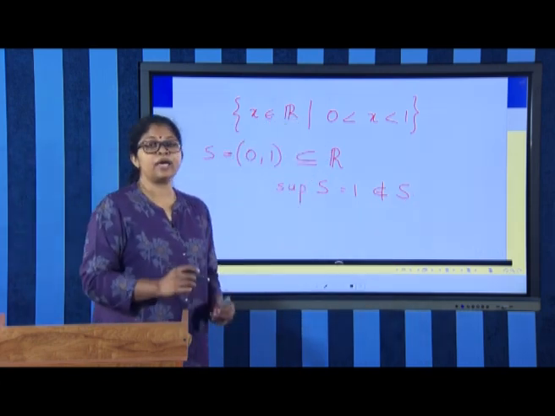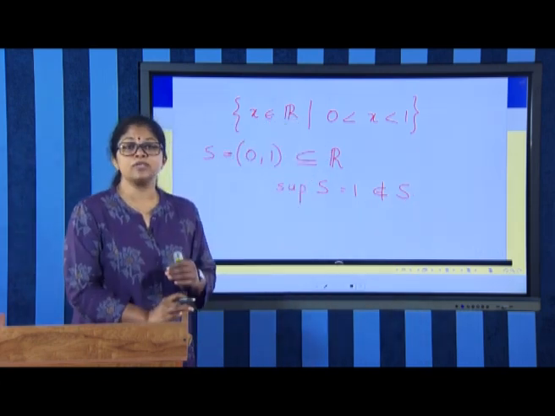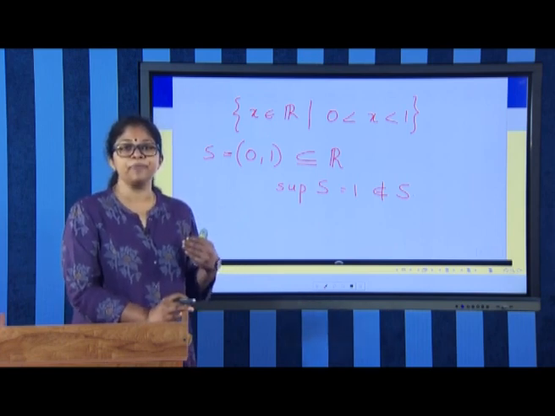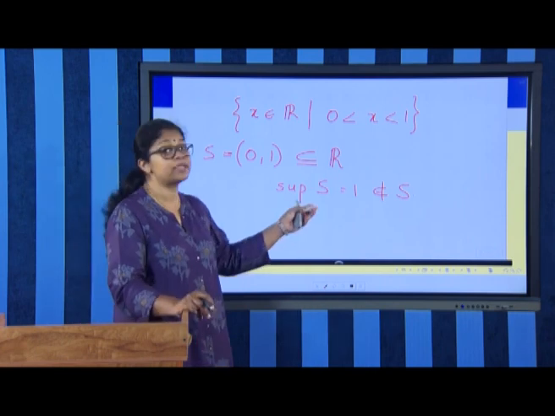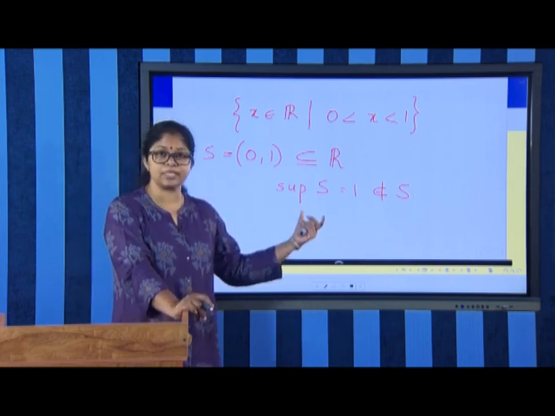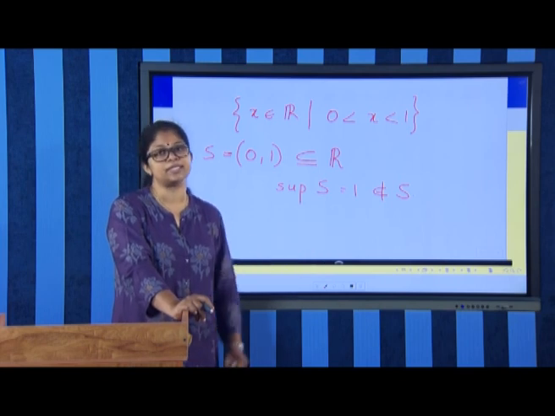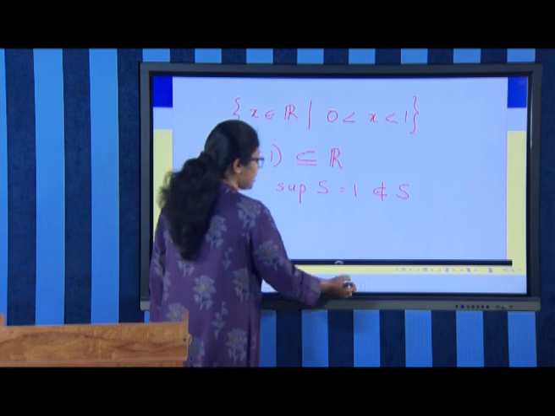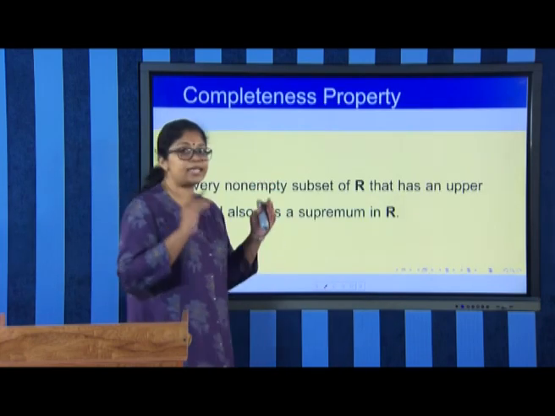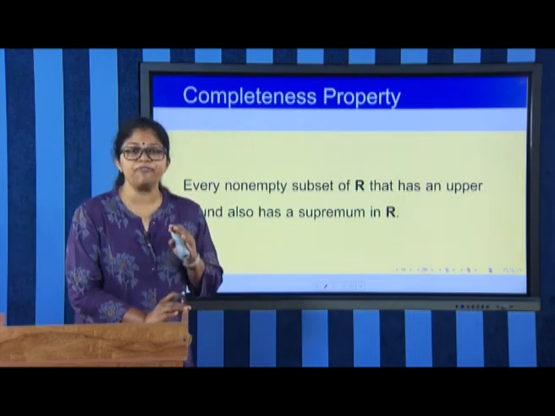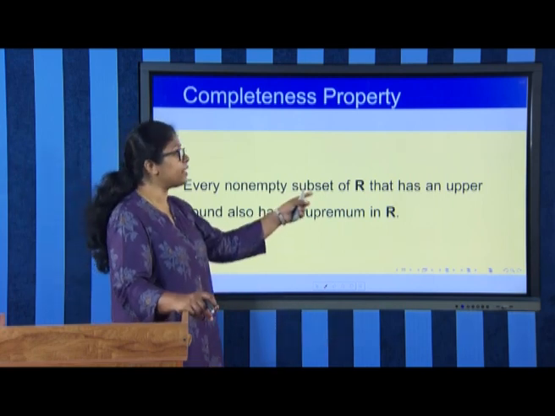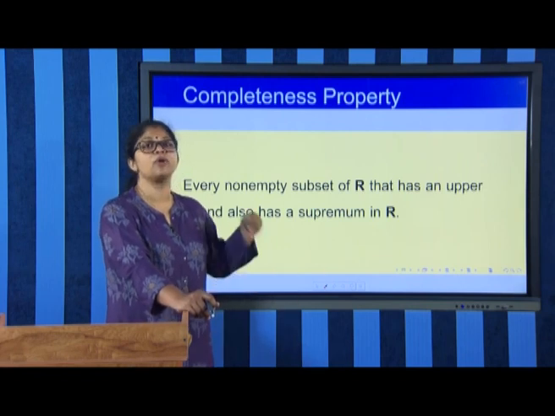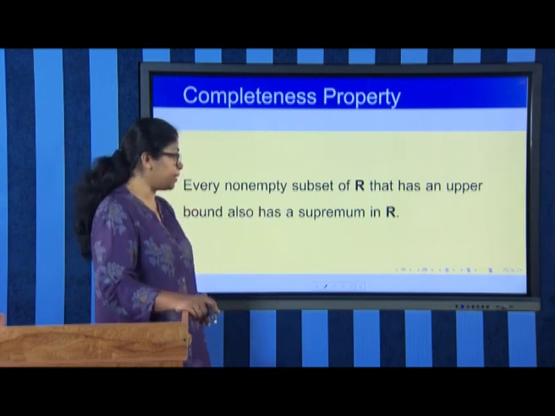So, even if a set is bounded, there is no guarantee that the supremum as well as the infimum are elements of the same set. They can be outside that set as well. But in the case of real numbers, if you consider the entire set of real numbers, every bounded subset of R that has an upper bound has a supremum in R itself. It will not go beyond the set R.